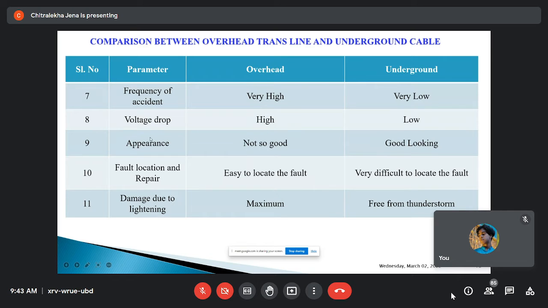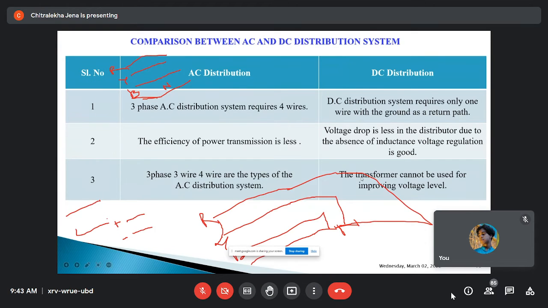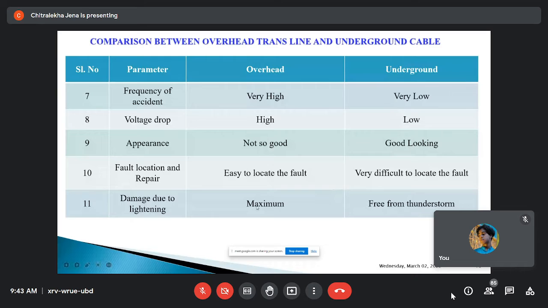Now comparing the appearance, overhead is not so good, but underground is good looking. Good looking means you cannot see it. Everywhere you will see that it is nice, not clumsy like your overhead transmission line. So fault location and repair: it is easy to locate the fault in overhead lines, but it is very difficult to locate the fault in case of underground cable. See, so many advantages as I have told, but this is one of the disadvantages of underground cable. What is one of the disadvantages? It is very difficult to locate the fault. Once the fault has occurred, it is very difficult to locate it.